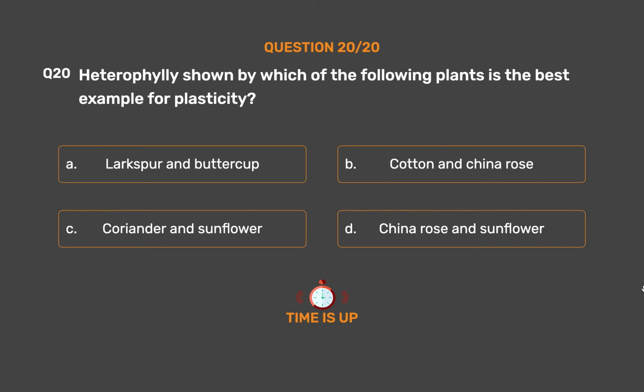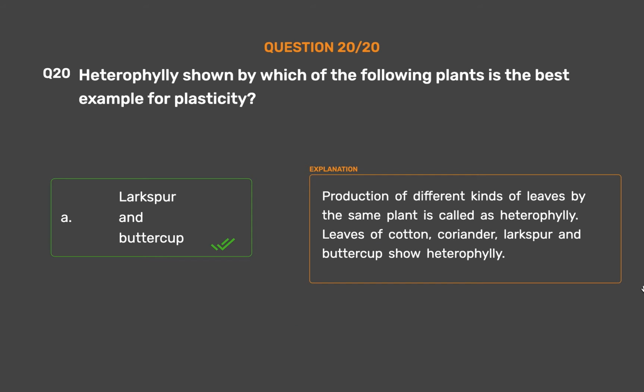The correct answer is Option A. Larkspur and buttercup. Production of different kinds of leaves by the same plant is called heterophylly. Leaves of cotton, coriander, larkspur and buttercup show heterophylly.